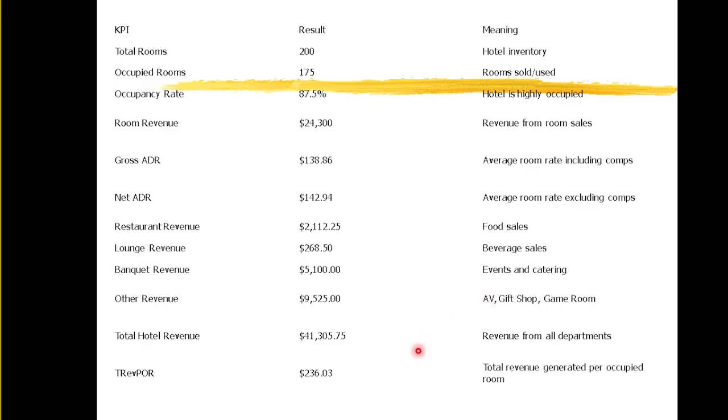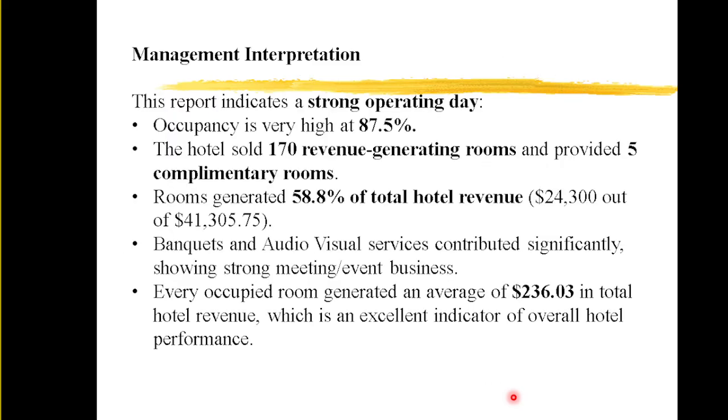And then the total hotel revenue, it's the revenue from all departments, okay? And then the TREVPAR, it's the total revenue generated per occupied room, okay? So that means the management interpretation report indicates a strong operating day. Okay, so occupancy is very high, that is 87.5%. Total hotel rooms sold, that is 170, provided by five complementary rooms.